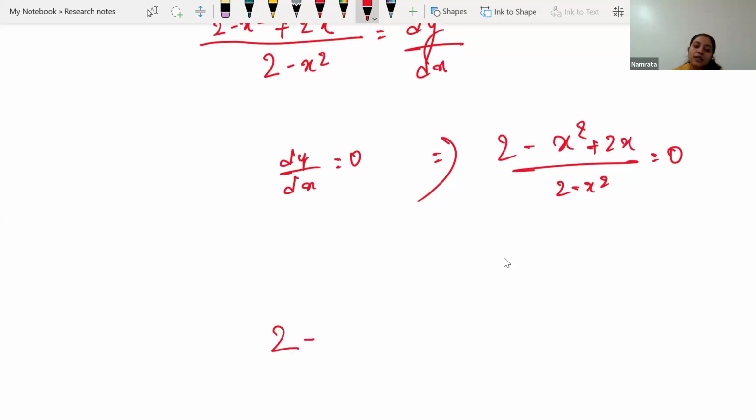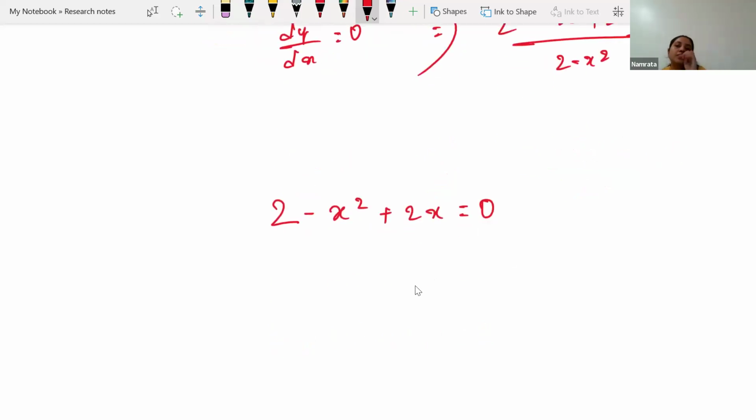So we will be comparing that 2 minus x square plus 2x can be 0, and this is a quadratic equation if you can see. So is it possible to split the middle term? Here we'll be having minus x square plus 2x plus 2 is equal to 0. For finding the value of x, we need to factorize it. Let's take negative common from that side. So we'll be having x square minus 2x minus 2 is equal to 0.